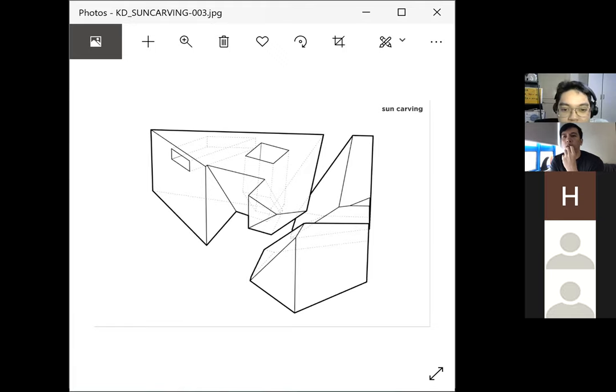Okay. Interesting, the sun carving. Actually, gusto ko yung presentation ng sun carving, yung may dotted. Kitang-kita mo yung pag-carve, diba? Ayan, you can really see the pag-carve.